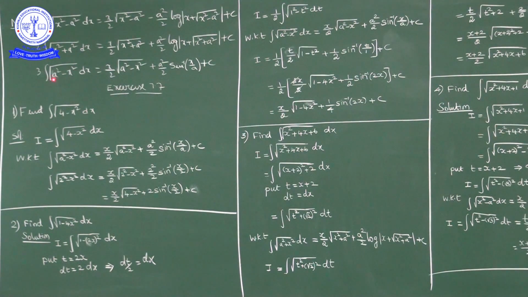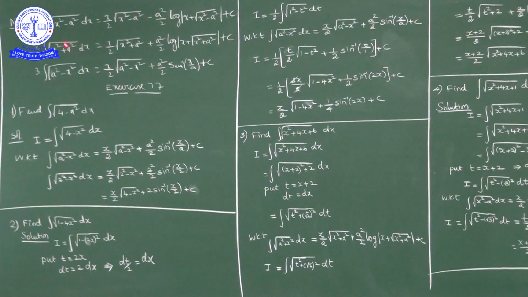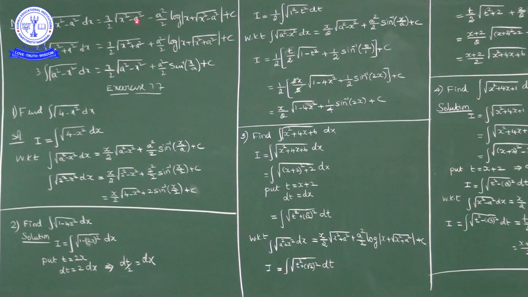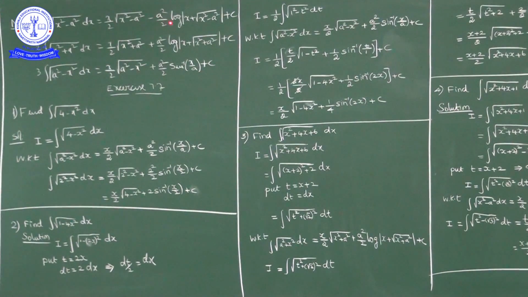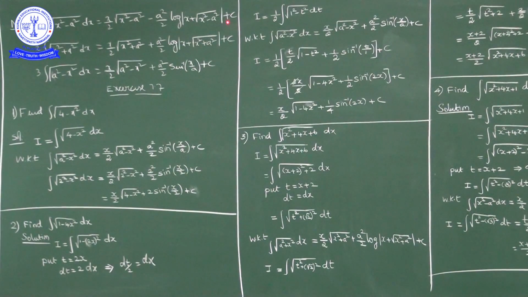Hello students, yesterday we discussed these three formulas. Once again I will repeat these three formulas. Already proofs were given in the last session. What is the first one? Integral of square root of x square minus a square dx is equal to x by 2 into square root of x square minus a square minus a square by 2 into log mod x plus square root of x square minus a square plus c.